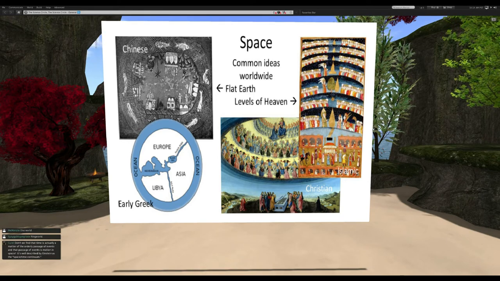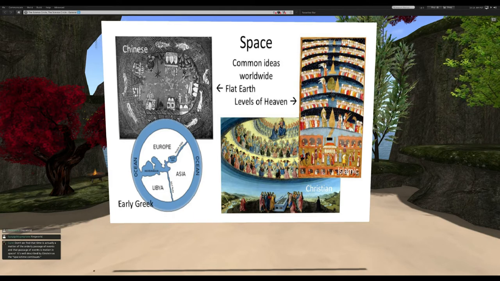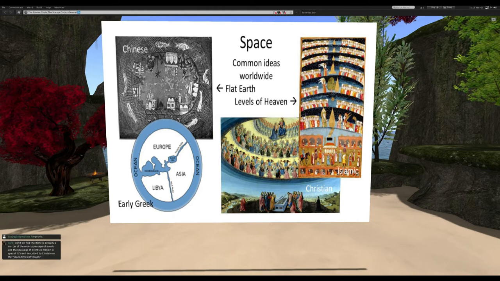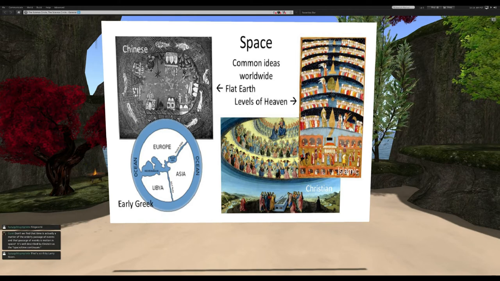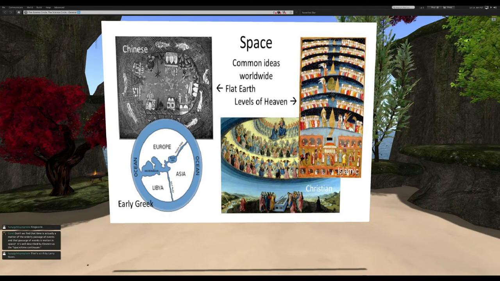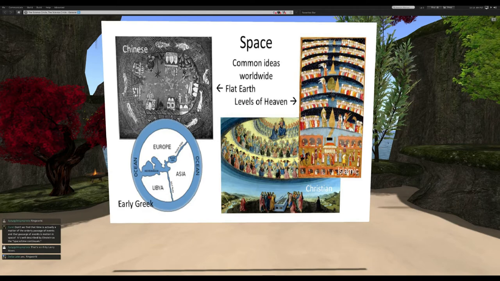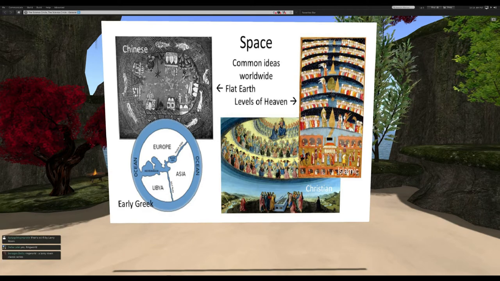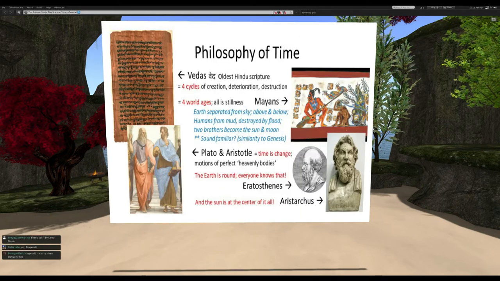Okay, but in any case, the concept of many layers in other worlds where we believe we would go when we died also mirrored our earthly hierarchy. And you can see that was true in more than one religion. Okay, so time and space both have some concepts in common and some differences. Okay, so let's take a look at our philosophy of time.